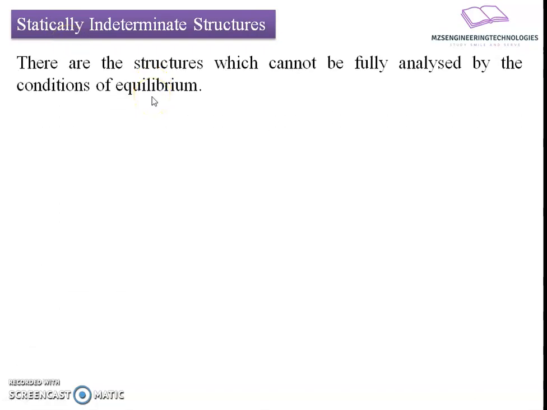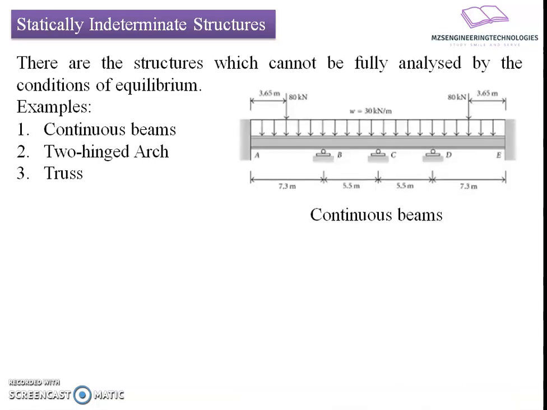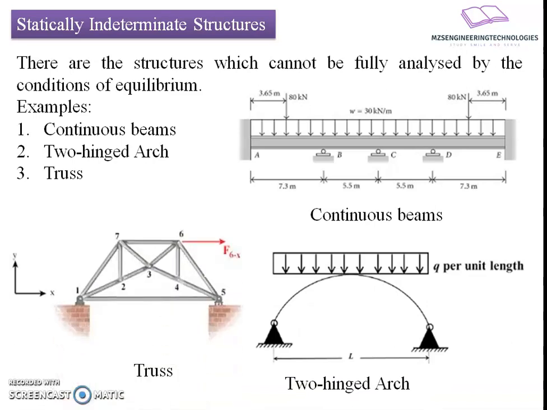Statically indeterminate structures are those structures which cannot be analyzed fully with reference to the available conditions of equilibrium. That means they have more forces than the usable available equilibrium conditions. Examples of statically indeterminate structures are continuous beams, two-hinge arches, and trusses.